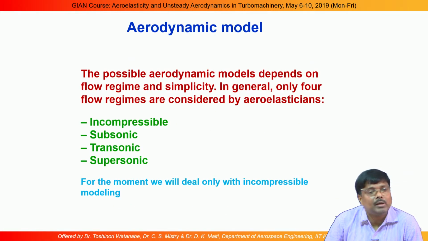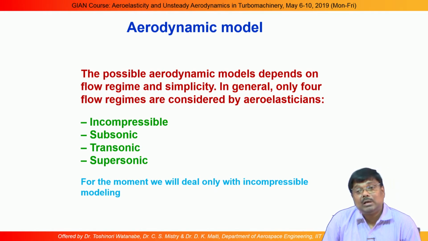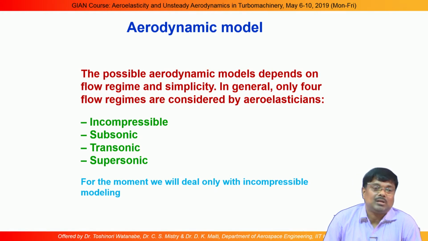So, aerodynamic model, for an aircraft wing, whatever aerodynamic model we consider, incompressible, subsonic, transonic or supersonic, here we consider incompressible. But for gas turbine aeroelastic analysis, we cannot consider incompressible aerodynamics. We have to consider compressible, because so many interferences are there. Incompressible may give some result, but it may not be accurate enough.